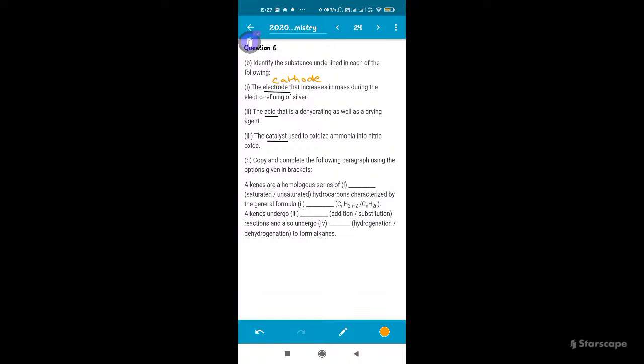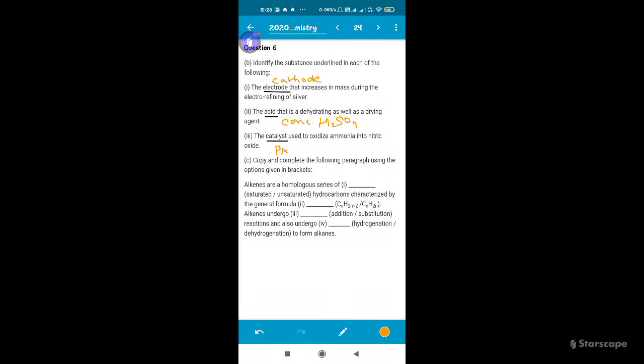Our next question is the acid that is a dehydrating as well as a drying agent. You all know it. Concentrated H2SO4 is the answer. Make sure you are writing concentrated. Okay. Your next question is the catalyst used to oxidize ammonia to nitric oxide. This is the catalytic oxidation of ammonia. So the answer is platinum. You can check it in your book. It is from the chapter ammonia. This procedure is also known as the catalytic oxidation of ammonia.